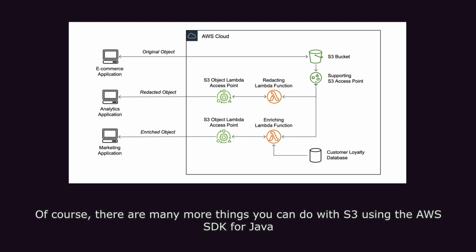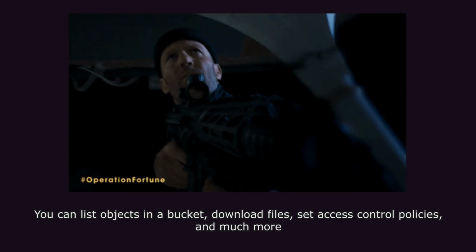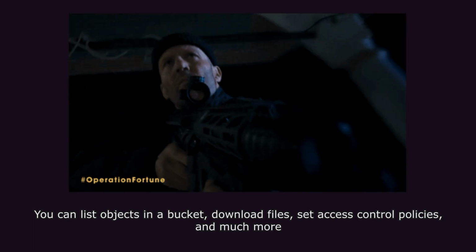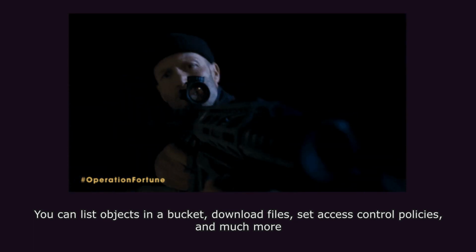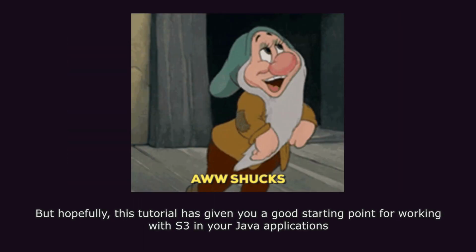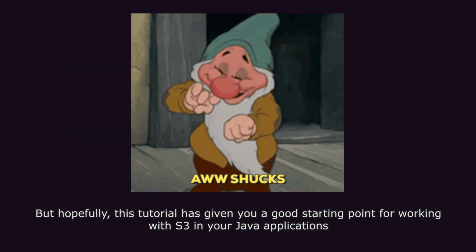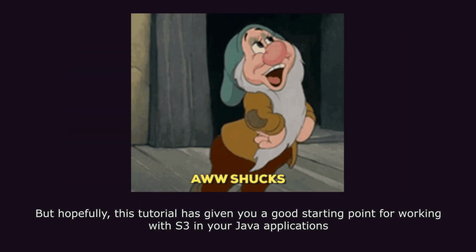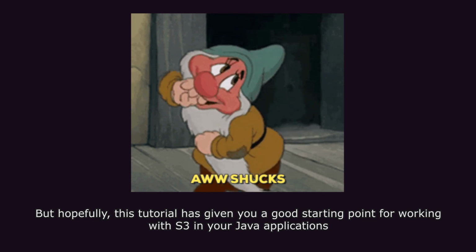Of course, there are many more things you can do with S3 using the AWS SDK for Java. You can list objects in a bucket, download files, set access control policies, and much more. But hopefully, this tutorial has given you a good starting point for working with S3 in your Java applications.